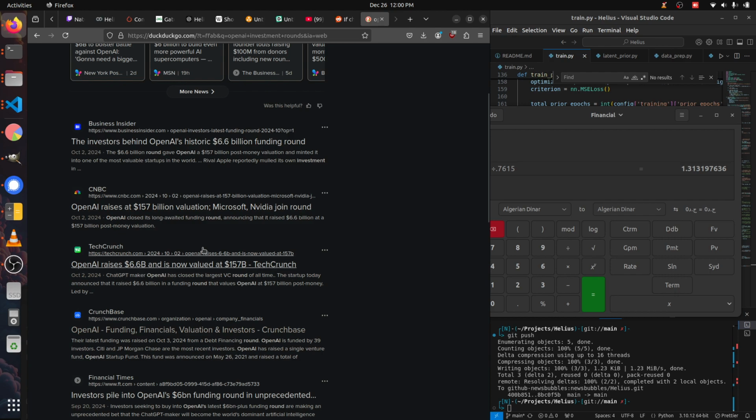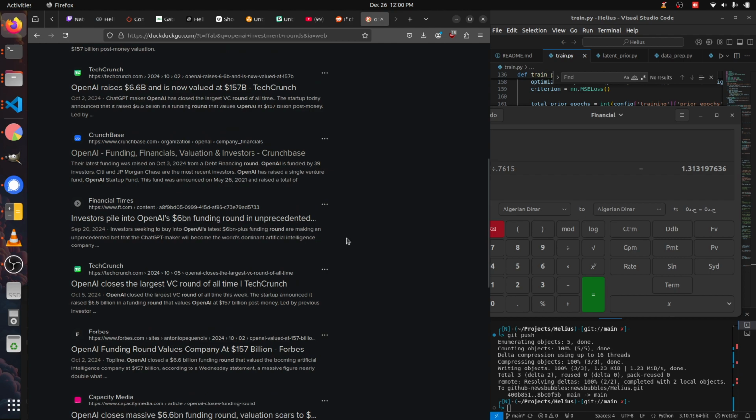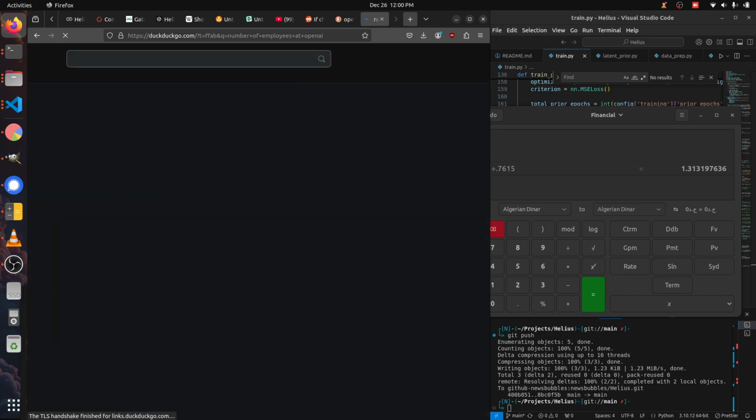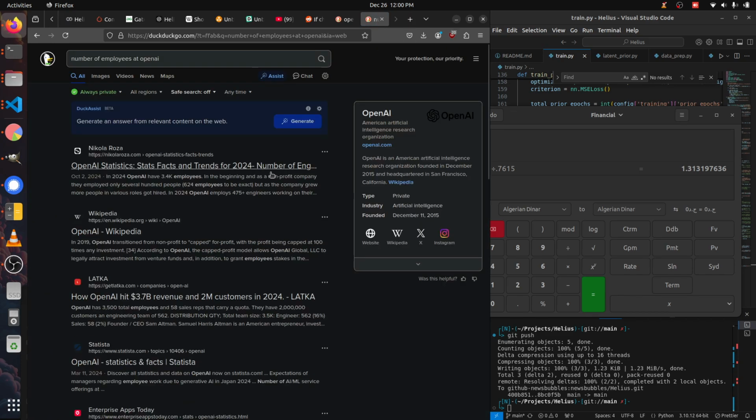They raise 6.6 and are now valued at $157 billion. But that doesn't mean that they have $157 billion. They just got $6.6 billion, and how many employees do they have? Blah, blah, blah, so on and so forth, cap for profit.